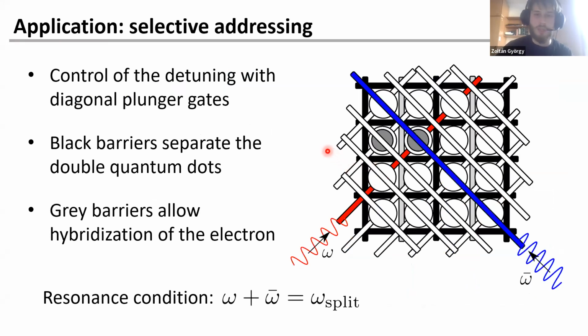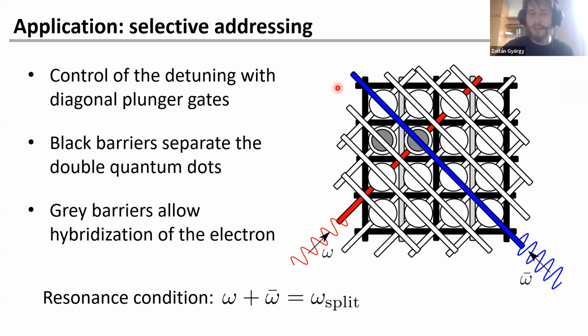So let's talk about the application, because I have talked enough about the disadvantages of the bichromatic driving. Let's talk about the advantages. One of the advantages that I have talked about already is the selective addressing.